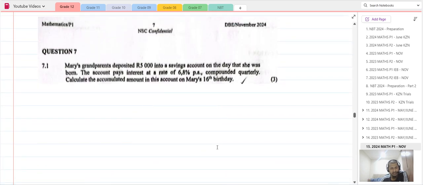Looking at question 7, some financial maths here. Mary's grandparents deposited 5,000 into a savings account on the day that she was born. Alright, so deposit 5,000 on the day she was born. So let me just put 5,000 here. And now what's happening with the timeline? The account pays interest at a rate of 6.8% per annum, compounded quarterly. Calculate the accumulated amount in this account on Mary's 16th birthday. So 16th birthday, after 16 years.